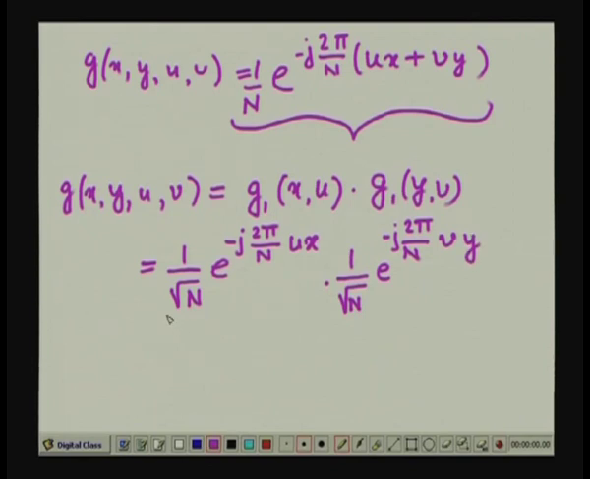So, you find that the first term g1(x,u) and the second term g1(y,v) are functionally the same, only the arguments differ: in one case it is ux and in the other case it is vy. So, obviously, this two-dimensional discrete Fourier transformation is separable as well as symmetric.